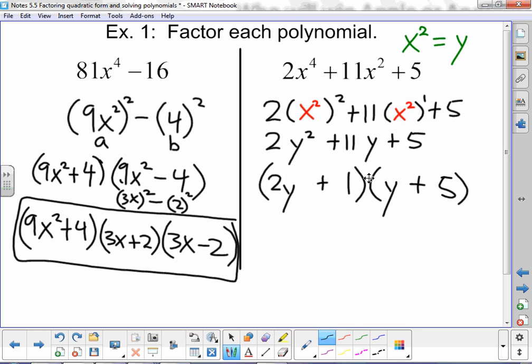There's no other patterns or anything we can use. But the thing is, now that we figured it out, we need to put this x squared back in, because that's what the original problem was. So that y was just to help you see it more clearly. So this will be a 2x squared plus 1 and an x squared plus 5.